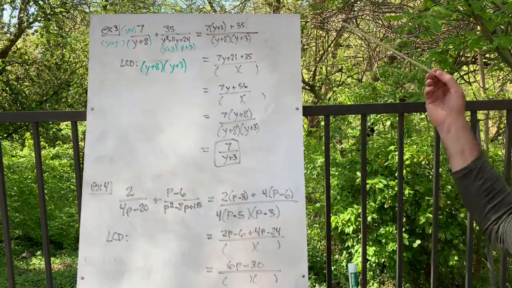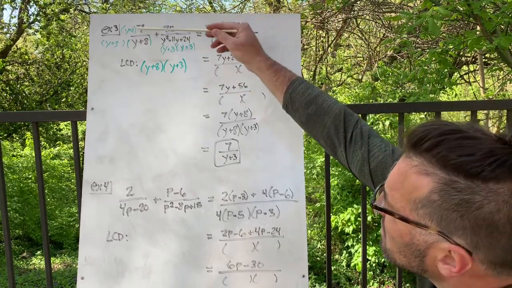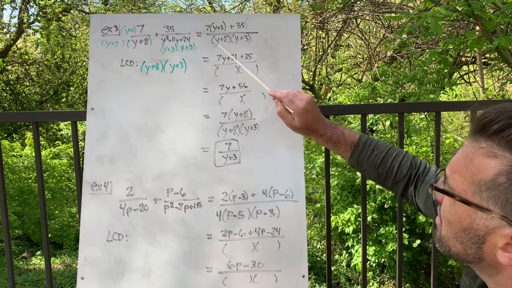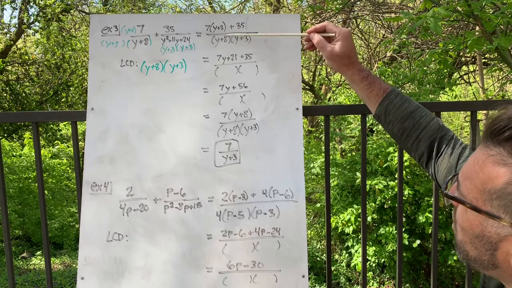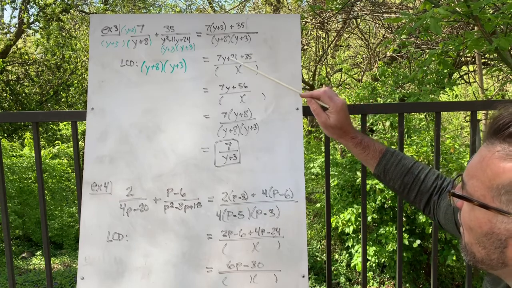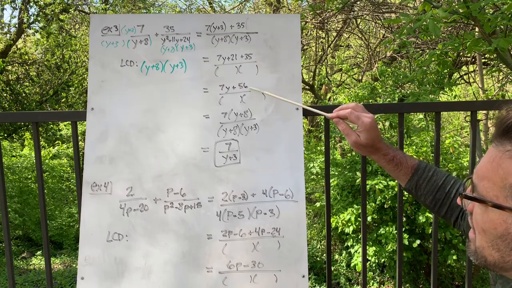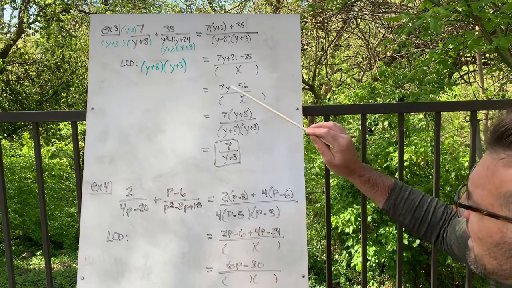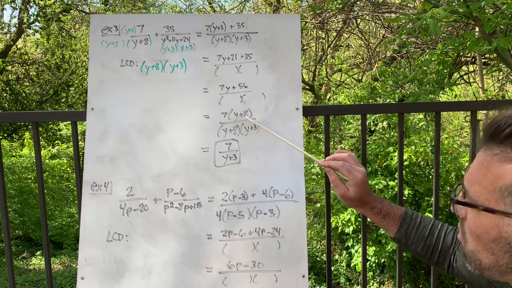There it is. I haven't distributed yet, but I wanted to show you that I am combining the tops only, right? 7 times y plus 3 plus 35 all over my LCD. Now they both have that common denominator. Now when you distribute this, you get 7y plus 21 plus 35. Now this doesn't change, so I didn't write it down for you, but here I can combine my numbers, right? 21 plus 35, what is that, 56? So we have 7y plus 56, and again, I just didn't write it down because it doesn't change. And now I need to factor out a 7. They have a 7 in common, so I get 7 times y plus 8.